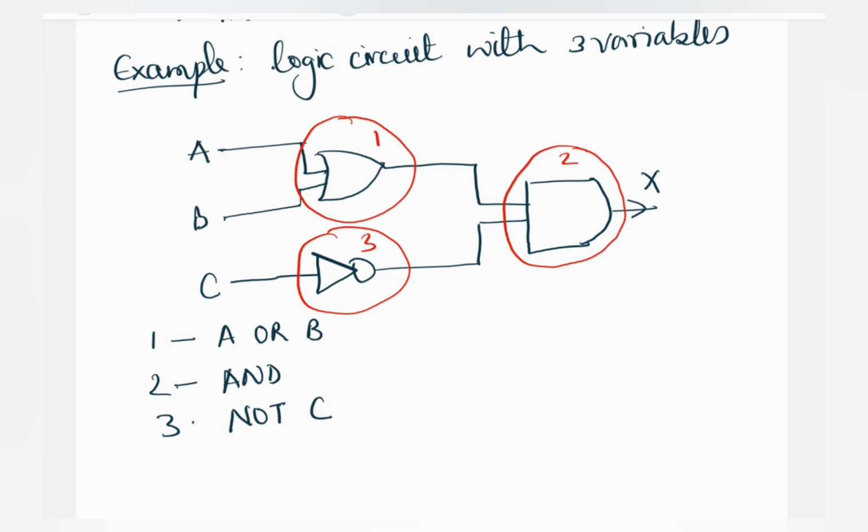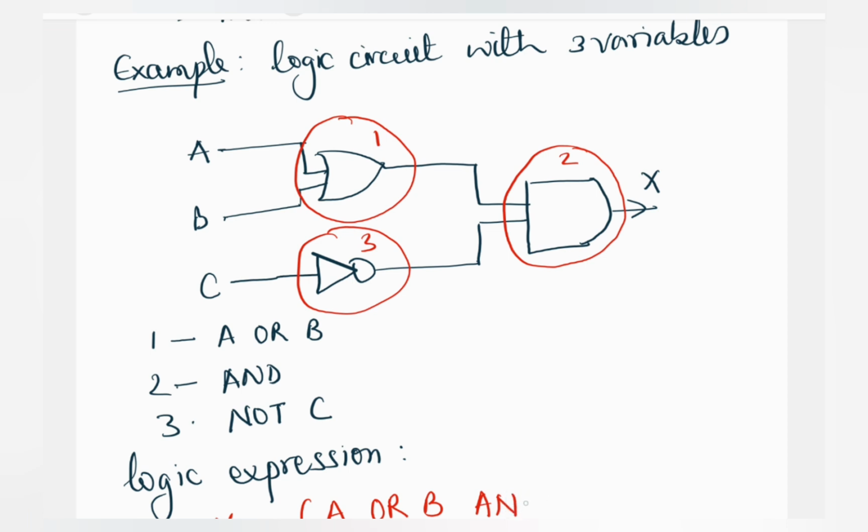To put the logic expression together, we need to combine these. So it becomes, and we always start with X. I'm taking another color to make it very clear. X is equal to A OR B. Since it's combined with one gate, we are going to put them all together in one bracket, AND NOT C. So this is the logic expression.